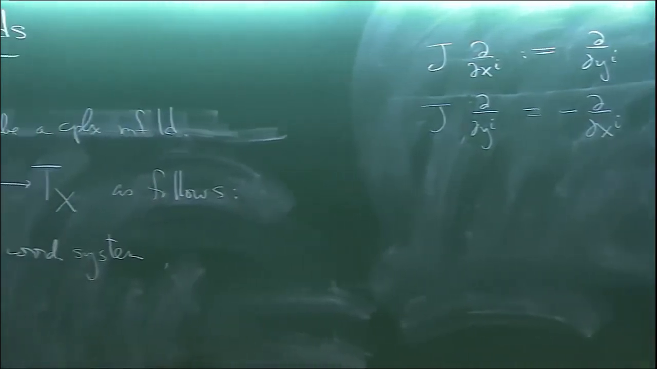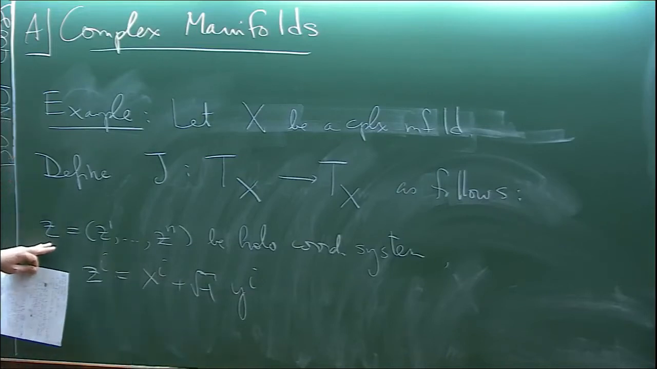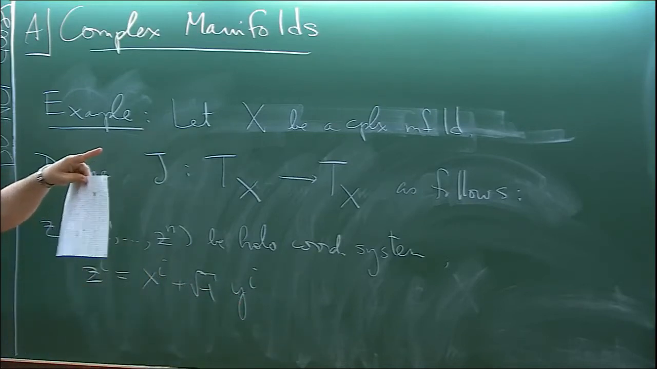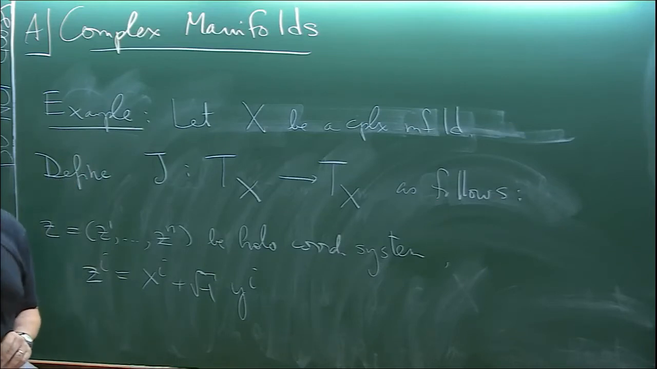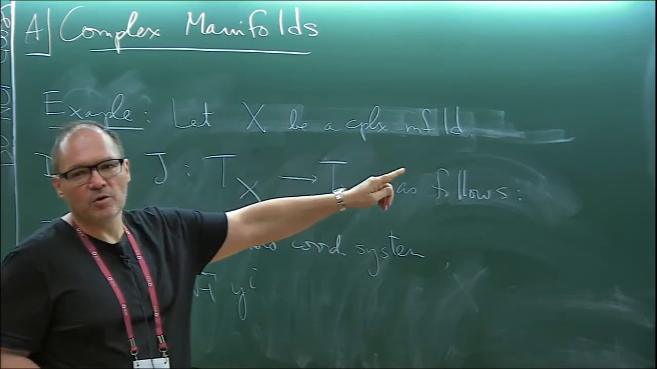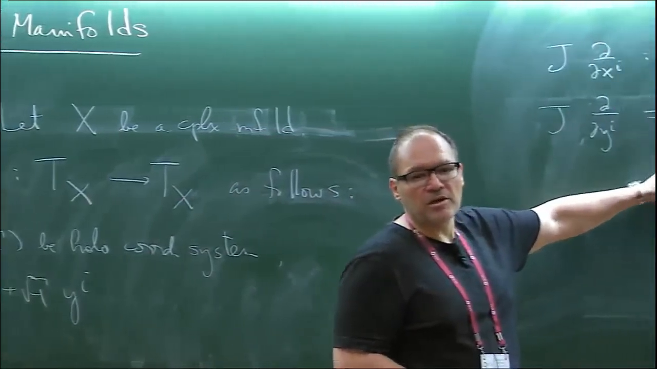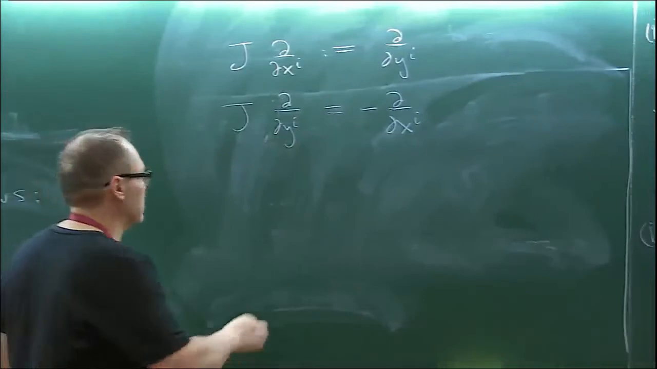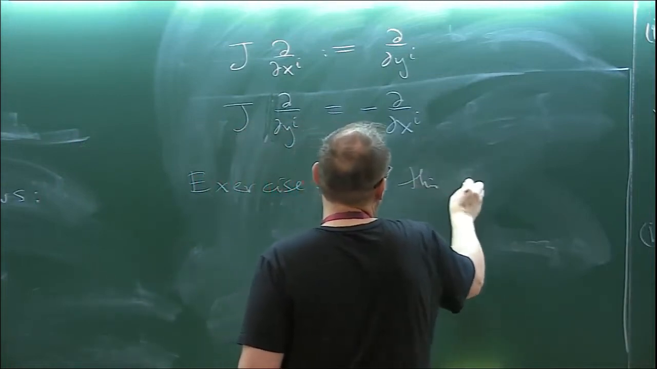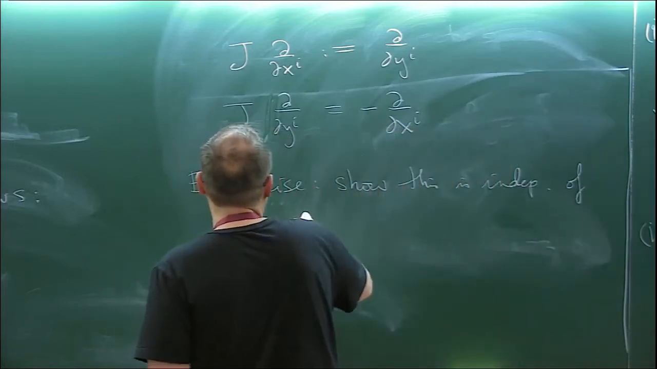And now I'm going to make this claim that this map is independent of the choice of the holomorphic coordinate system. Meaning if you chose another coordinate system, w, and you wrote wi as ui plus square root of minus 1 vi, then you could express d by dui in terms of d by dxi and d by dyi, and similarly for d by dvi. And if you use this rule J for those new vectors, applied linearity, you would get exactly the same formula, but in terms of u's and v's instead of x's and y's. So that's an exercise. Show this is independent of holomorphic coordinate chart.